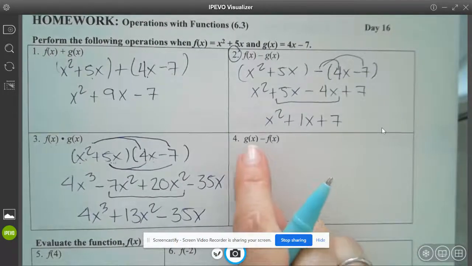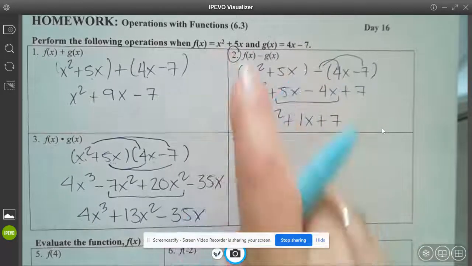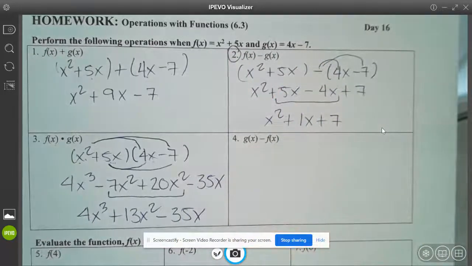Okay, so notice here that in your first one, it's 4x minus 7 minus that. So notice the order here is very important.